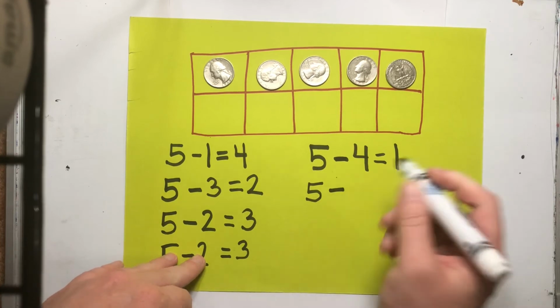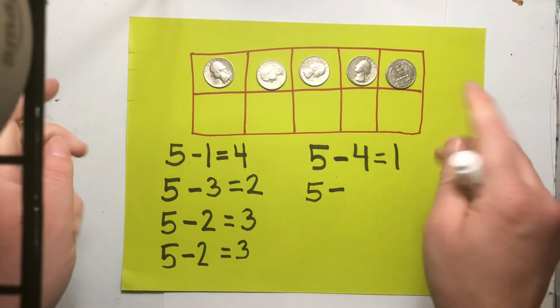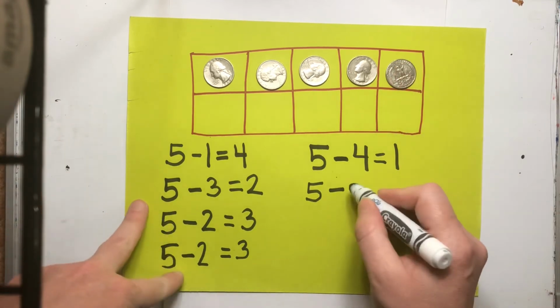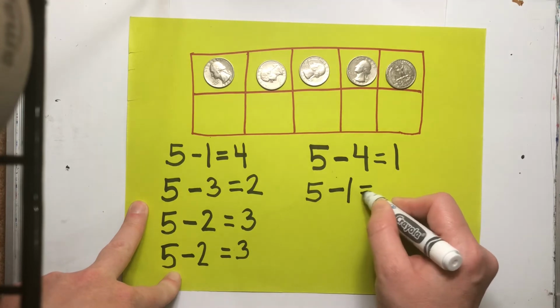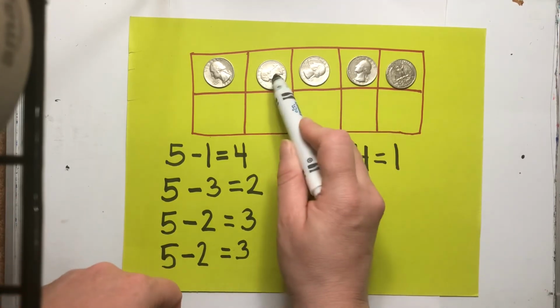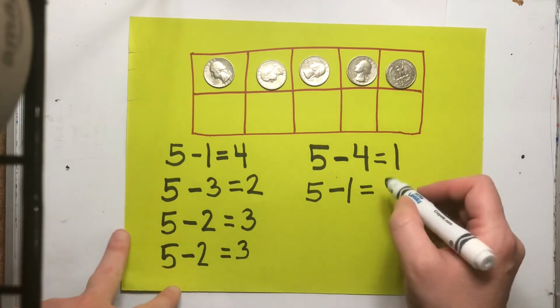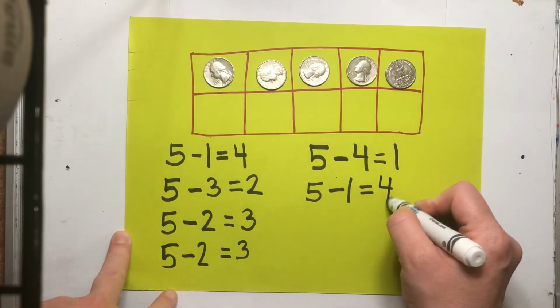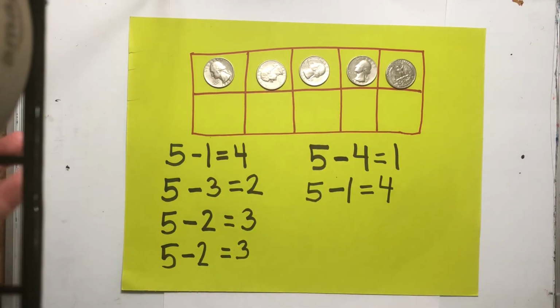And I threw how many? How many up there are tails? Yes, 1. 5 minus 1 equals how many are left that are heads? You got it. 5 minus 1 equals 4.